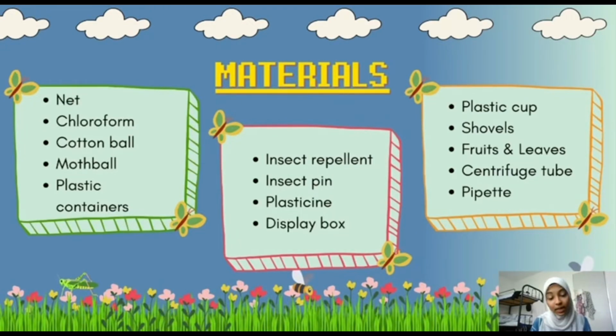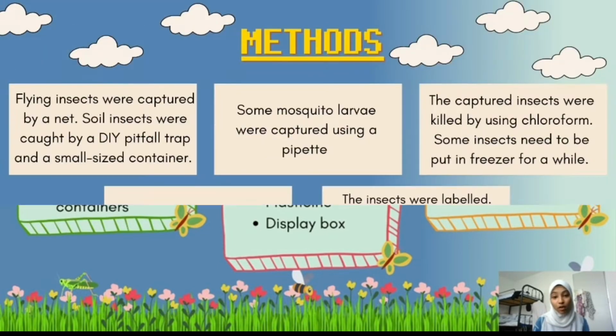For the materials part, the materials that we have used to catch the insects are net, chloroform, cotton ball, mothball, plastic containers, plastic cup, shovels, fruits and leaves, centrifuge tube, pipette, insect repellent, insect pin, plasticine and display box.